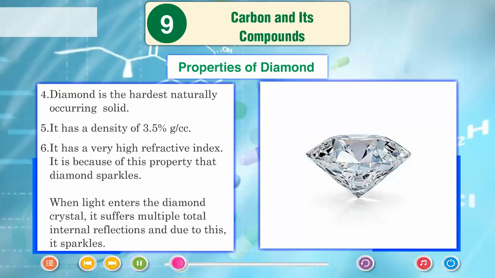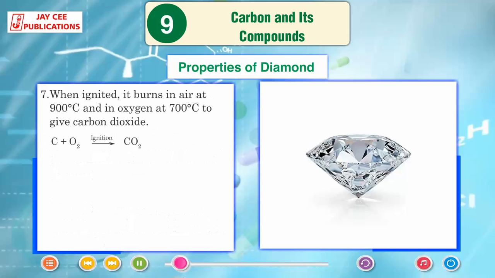When light enters the diamond crystal, it suffers multiple total internal reflections and due to this, it sparkles. When ignited, it burns in air at 900 degrees centigrade and in oxygen at 700 degrees centigrade to give carbon dioxide. C plus O2, on ignition, gives CO2.